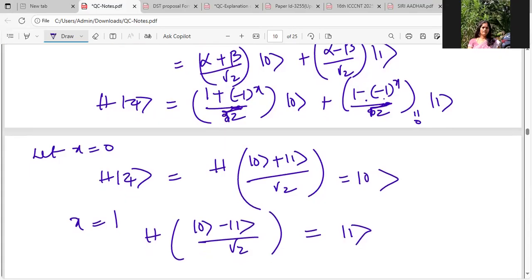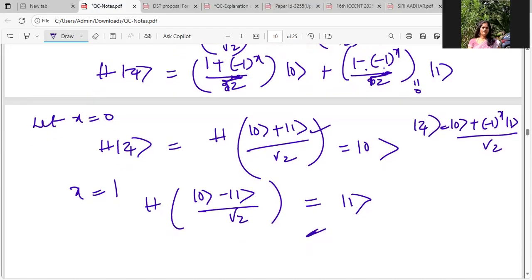You can just check, guys, how it turned out. When x is equal to 0, what happens? It is nothing but 2 by 2, right? 2 by 2, so it is 1. So ket 0 plus, of course, indirectly in ket xi, what is ket xi? Ket 0 plus minus 1 power x ket 1 by root 2. In this you can substitute x is equal to 0. So x is equal to 0 gives me ket 0 plus ket 1 by root 2. Okay, x is equal to 1 gives me ket 0 minus ket 1 by root 2. Hence the result. This is how things will happen.